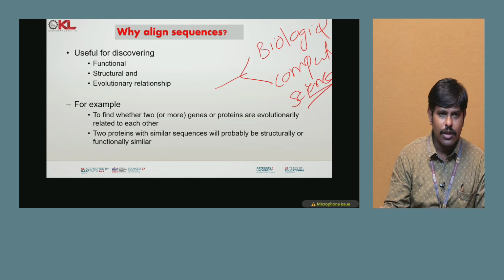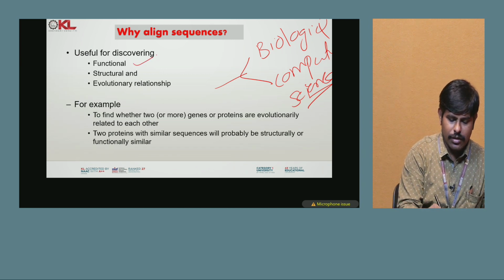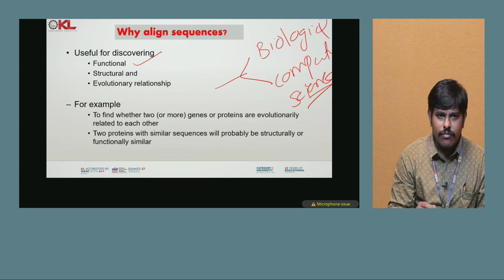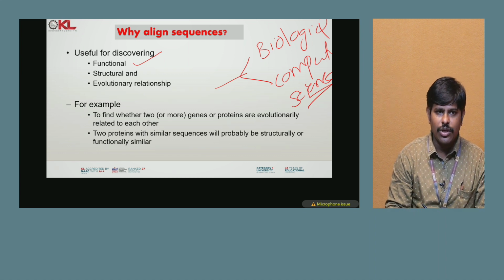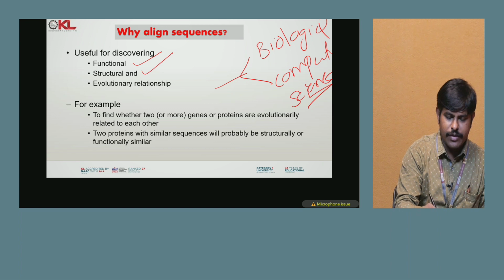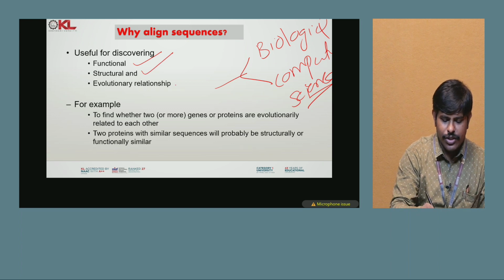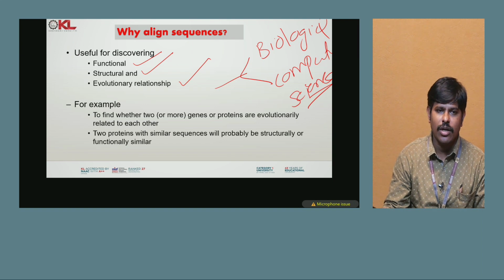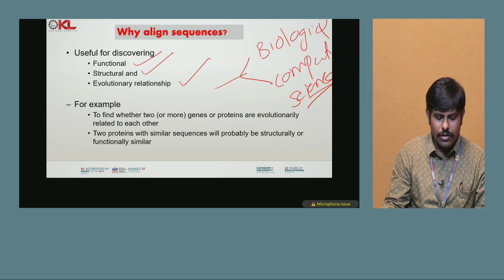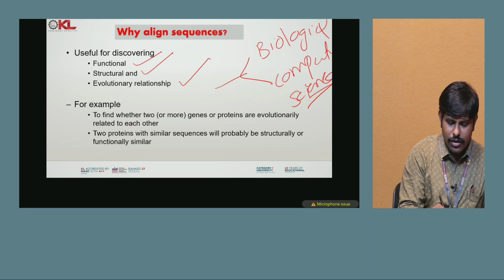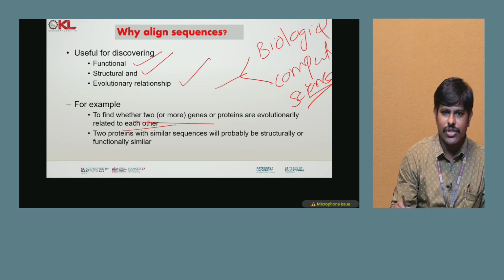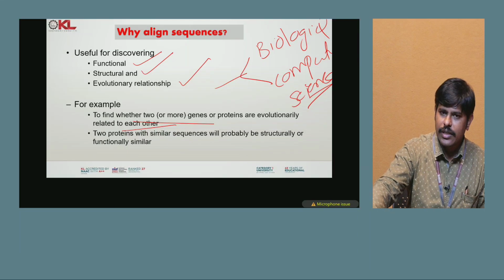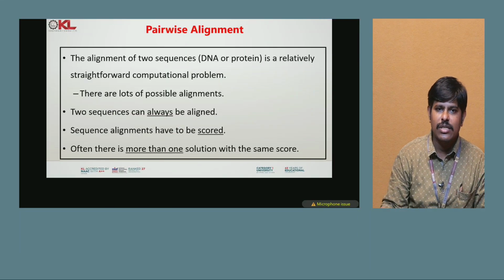So sequence alignment has functional significance, to discover the functional aspects of an unknown protein or unknown sequence, and structural aspects if it is a protein, and evolutionary relationships among different genomes or different organisms. By using simple comparisons of two or more genes, you can construct an evolutionary history and also tell the functional and structural similarity.